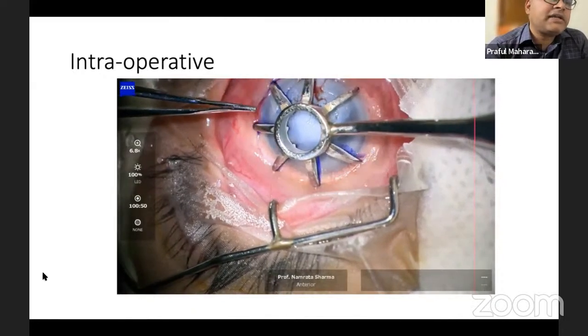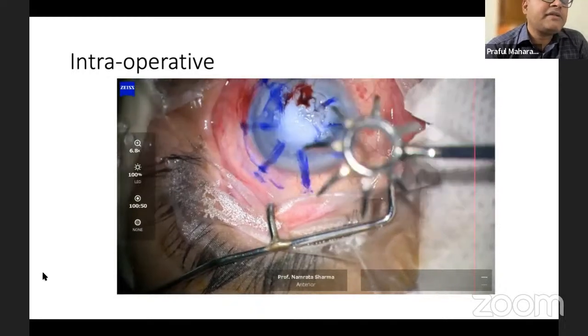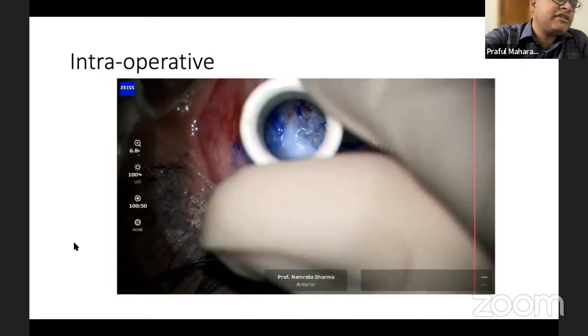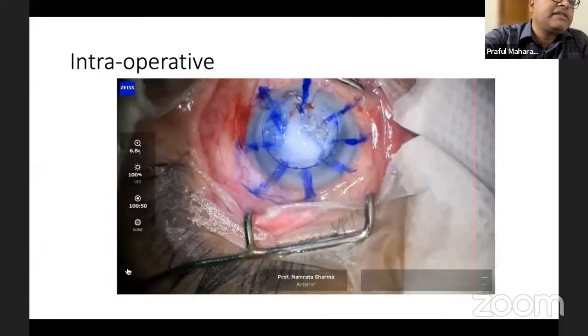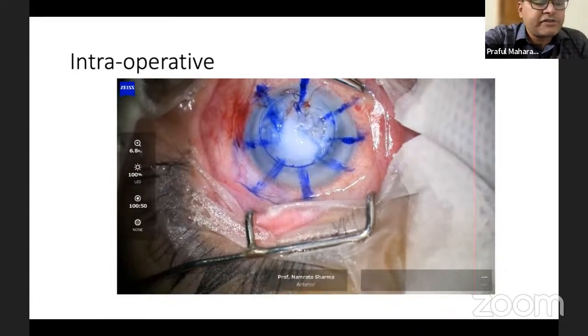Now, a few surgeons use this RK marker. I don't use it, but if you are starting surgery, you are a beginner, then you should always go for that. Now, trephine. So vacuum trephine, see, you all know there are two types of trephine. This is a manual trephine that is being used here. And the other trephine is the vacuum trephine.